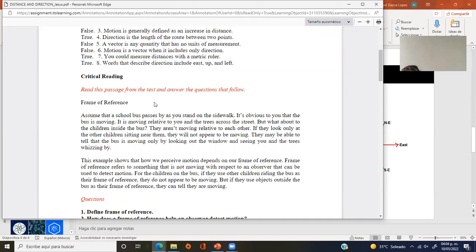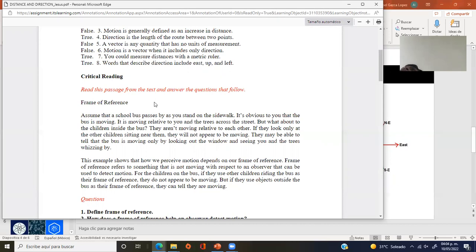But what about the children inside the bus? They are not moving relative to each other. If they look at the other children sitting near them, they will not appear to be moving. They will be able to tell that the bus is moving only by looking out the window and seeing you and the trees whizzing by. This example shows that how we perceive motion depends on our frame of reference.